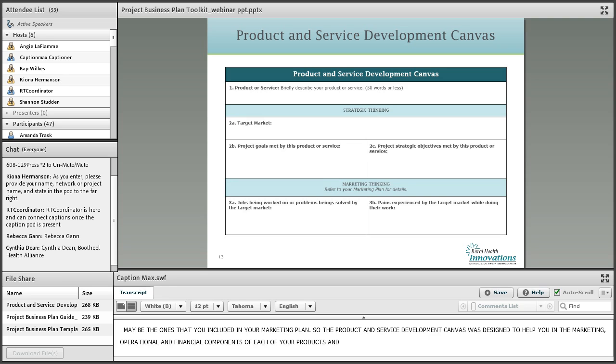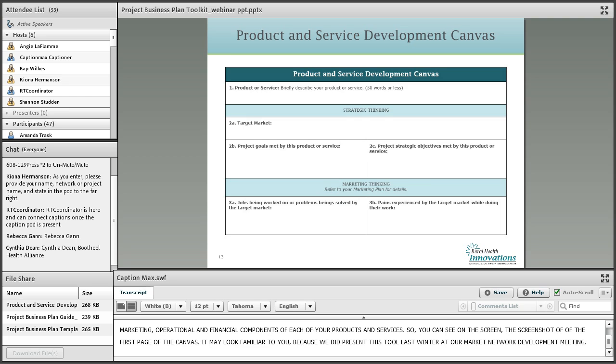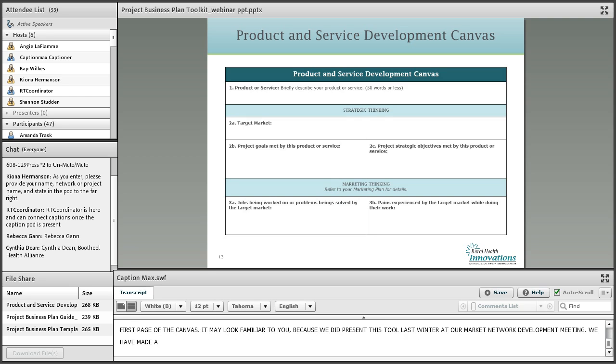For the business plan, you will be incorporating 2 to 3 of your products and services that are most critical to your project sustainability. These may be products and services designed for your primary target market, and also may be the ones that you included in your marketing plan. The product and service development canvas was designed to help you think through the marketing, operational, and financial components of each of your products and services.